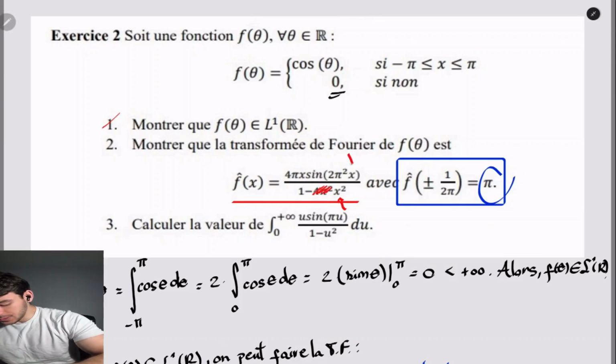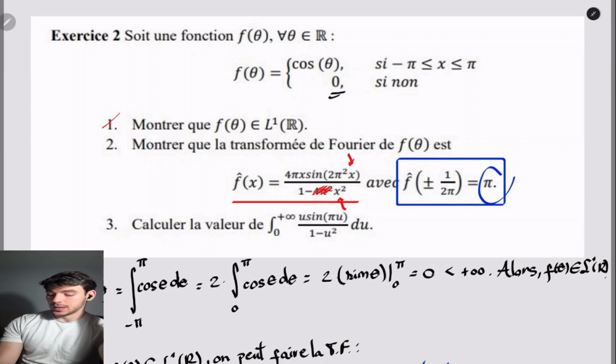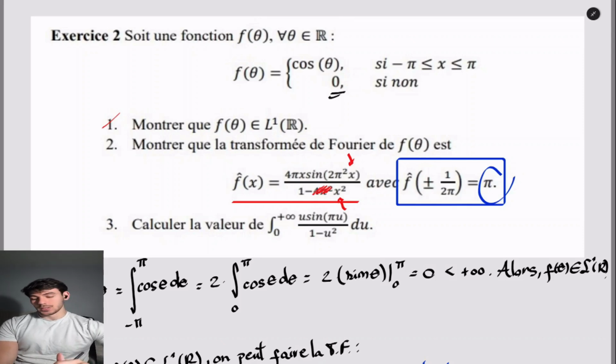And if you substitute here 1 divided by 2 pi, you'll have sine of pi, and that's 0 as well. So you will have 0 divided by 0. That's not determined. So you need to use limit or other methods to define the value of the transformed Fourier function on those points. Okay, so that's why the question is asking for this.